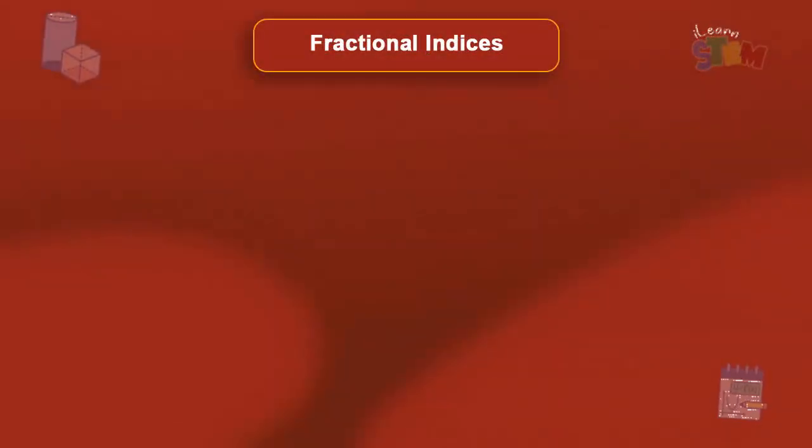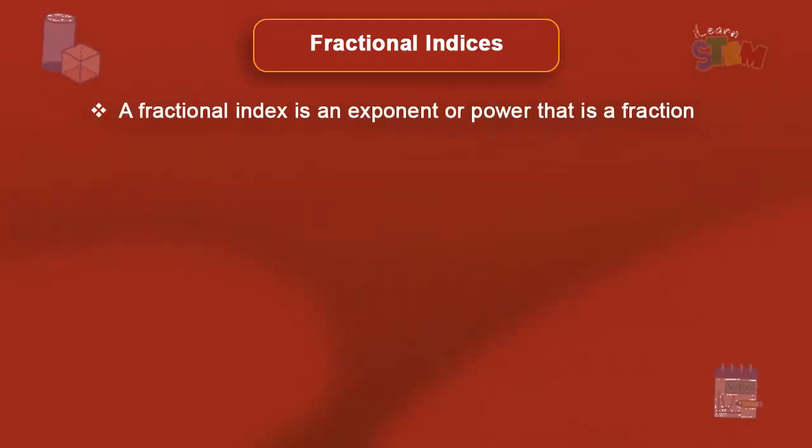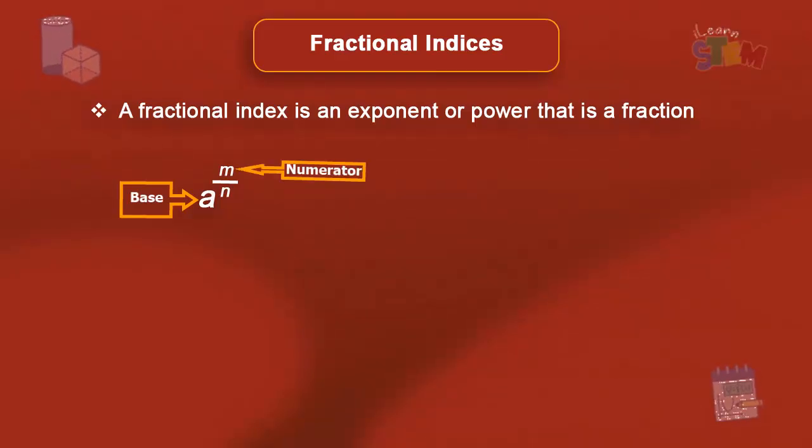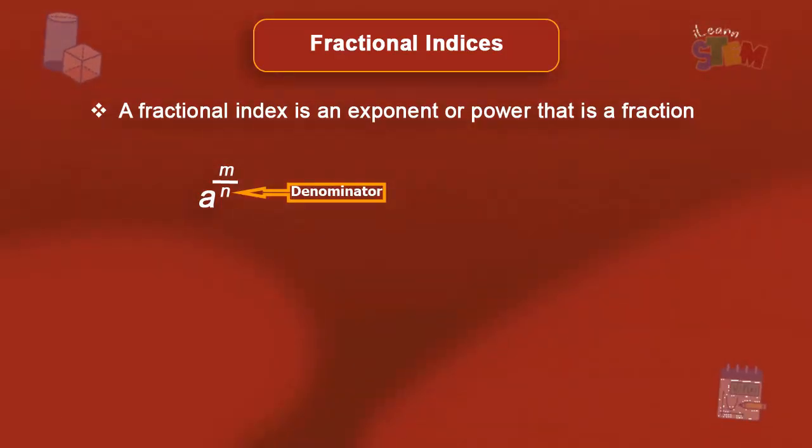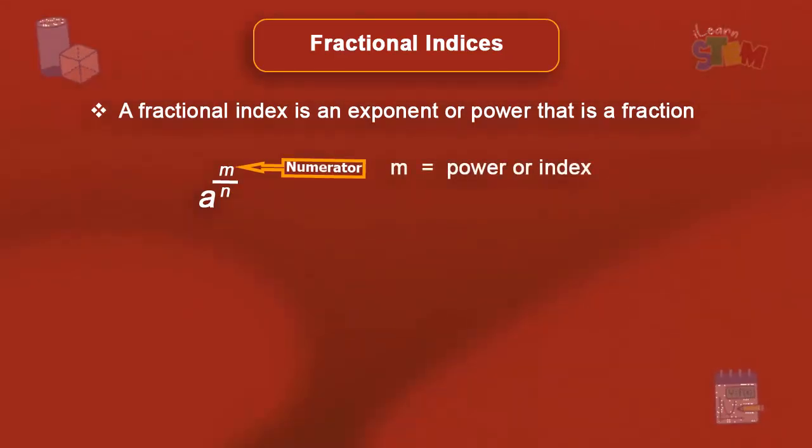Fractional indices. A fractional index is an exponent or power that is a fraction. It is written in the form a raised to power m over n, where a is the base, m is the numerator, and n is the denominator. The denominator n tells you what root to take. For example, n equals 2 means take the square root, and n equals 3 means take the cube root, and so on. The numerator m, on the other hand, tells you what power to raise the result to.